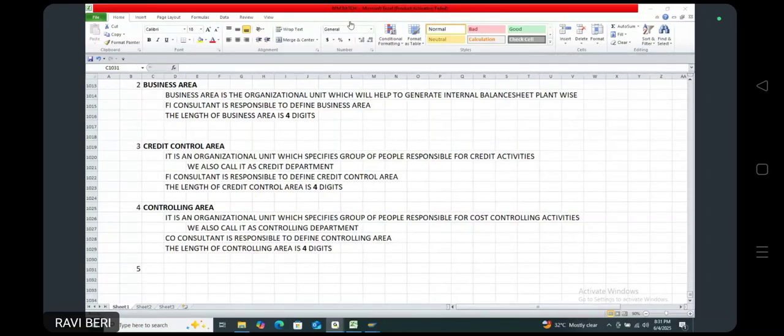Sir, what is the difference between credit control and controlling area? So, the FI consultant is also doing the credit control. CO is cost control. It's a cost control. Okay.